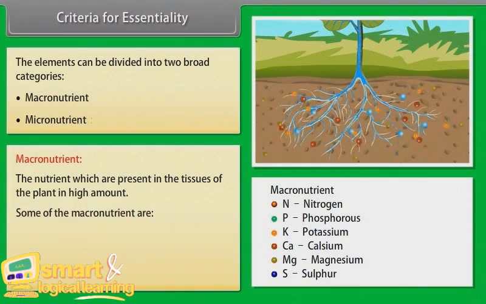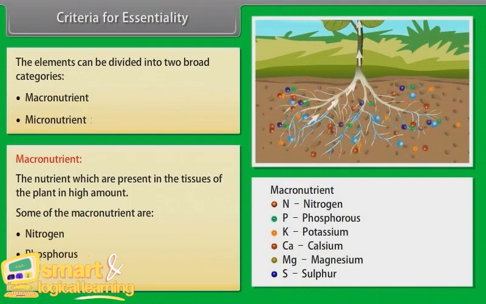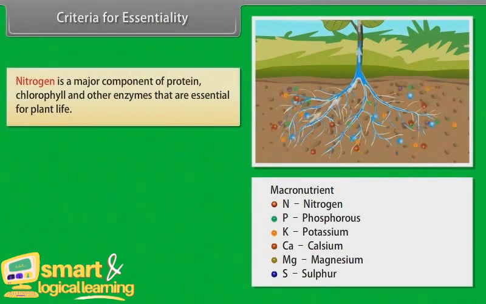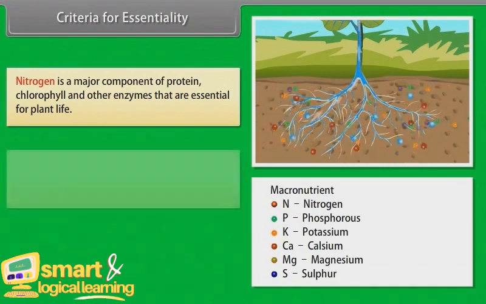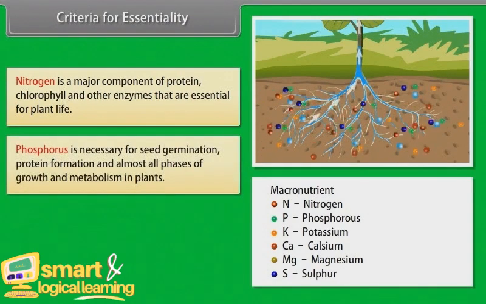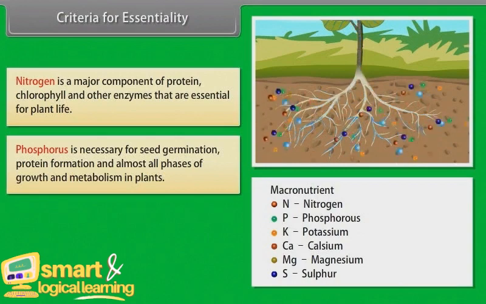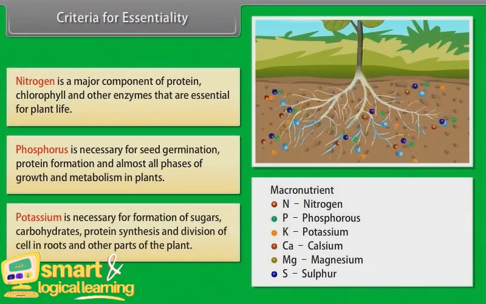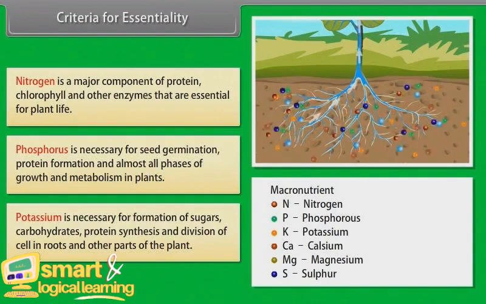Some of the macronutrients are nitrogen, phosphorus, and potassium. Nitrogen is a major component of protein, chlorophyll, and other enzymes that are essential for plant life. Phosphorus is necessary for seed germination, protein formation, and almost all phases of growth and metabolism in plants. Potassium is necessary for formation of sugars, carbohydrates, protein synthesis, and division of cells in roots and other parts of the plant.